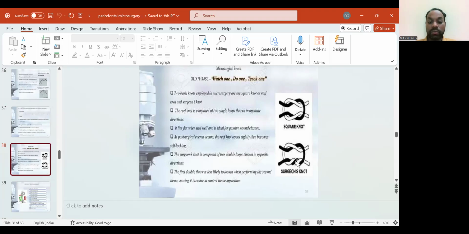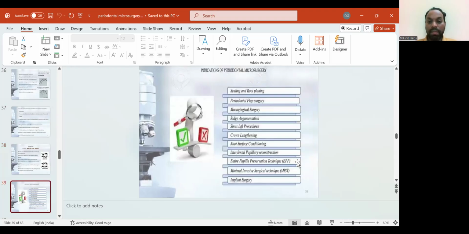The surgeon's knot is composed of two double loops thrown in opposite directions. The first double throw is less likely to loosen when performing the second throw, making it easier to control tissue apposition. Indications of periodontal microsurgery.